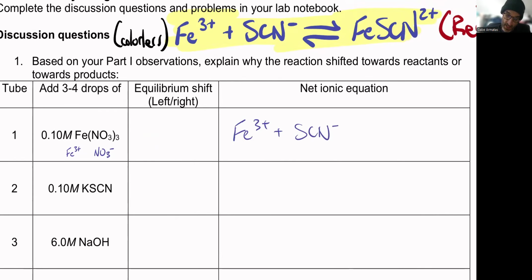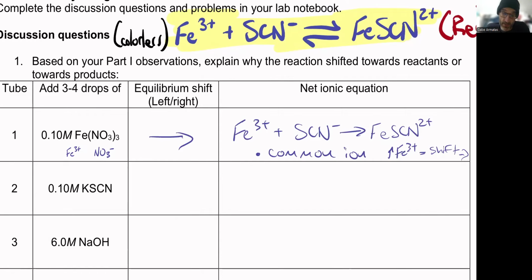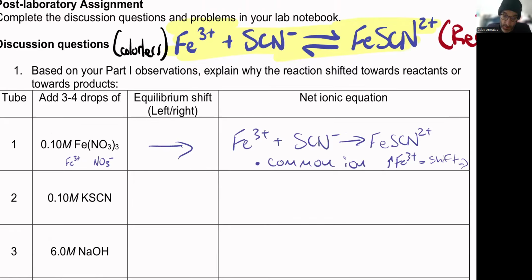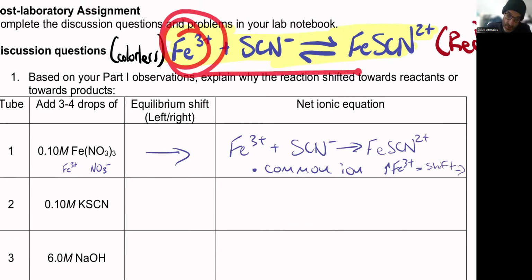Iron combines with any thiocyanate present to form potentially iron thiocyanate. So it's essentially the same thing as the equilibrium. This is a common ion situation. So by having a common ion, it is going to essentially push it. Again, we're increasing the concentration of that common ion, Fe 3+, which equals a shift away from the addition. So we're going to see a shift to the right. And that's what you should have seen. It should get darker.